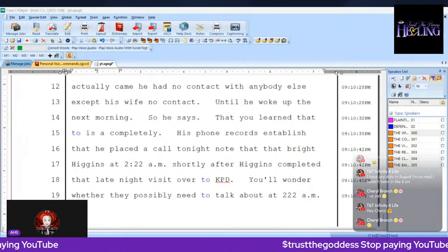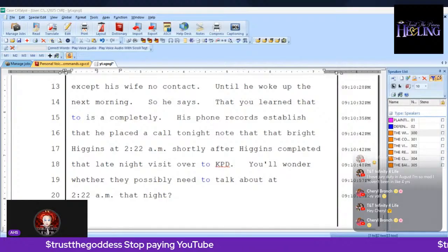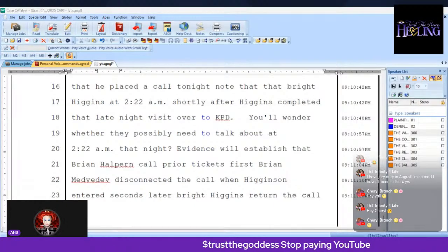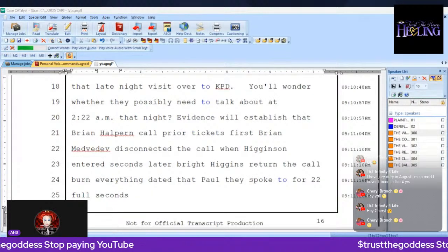that night? The evidence will establish that Brian Albert called Brian Higgins first. Brian Albert then disconnected that call when Higgins didn't answer it. Seconds later, Brian Higgins returned the call. Brian Albert then did answer that call. They spoke for 22 full seconds. Had a conversation, then they both hung up their respective phones.